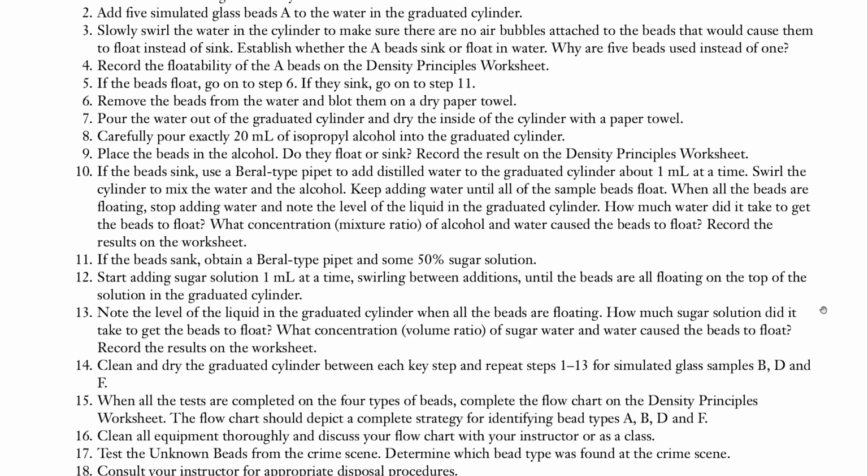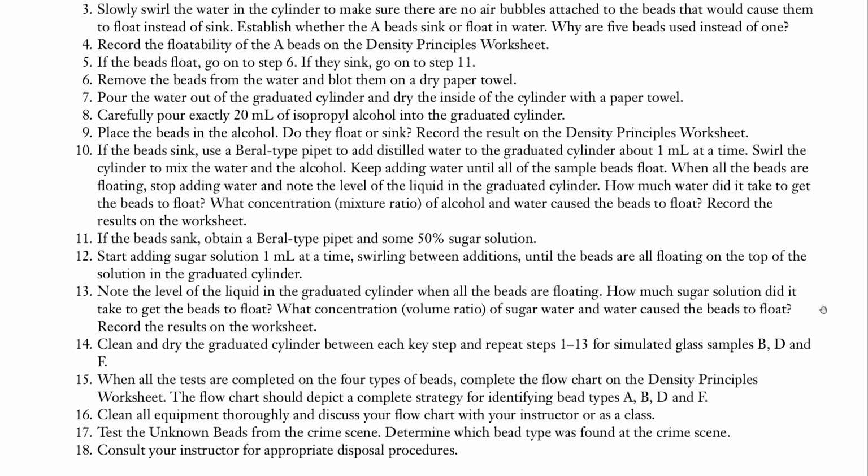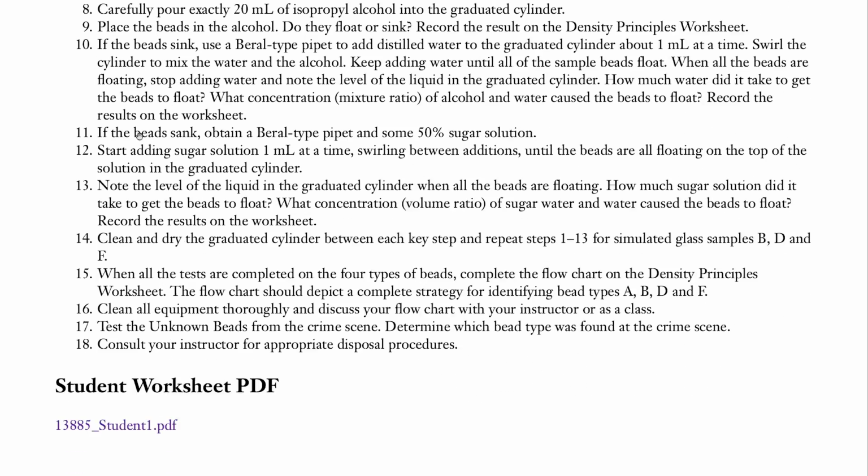If the beads float, go on to step 6. If they sink, go to step 11. So if they sink, let's pretend they sink, and we'll go down to 11. If the beads sink, obtain a barrel-style pipette and some 50% sugar solution. Start adding sugar solution 1 milliliter at a time because these sink. Now we're going to increase the density of the liquid and try to get them to float. We're swirling between additions until the beads are all floating at the top of the solution in the graduated cylinder.